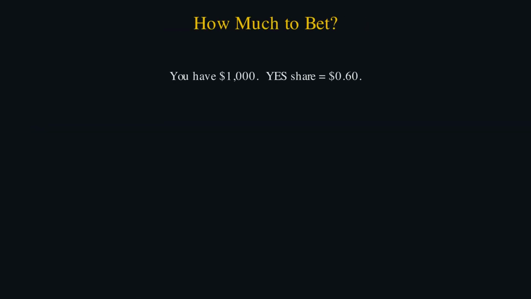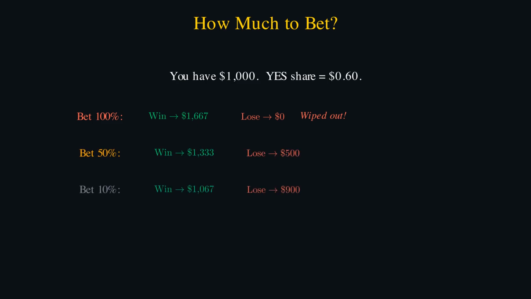What if you bet everything, 100%? You could win 1,600, but one loss sends you to 0. Game over. Bet 50% and a loss still leaves you with 500. Bet 10% and you barely notice. One loss at 100% and you are done forever. So how much is optimal?